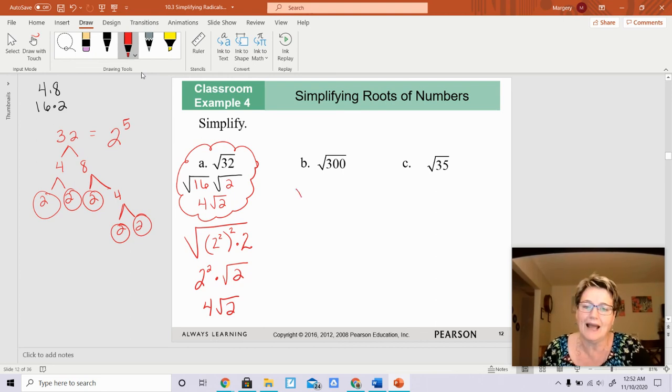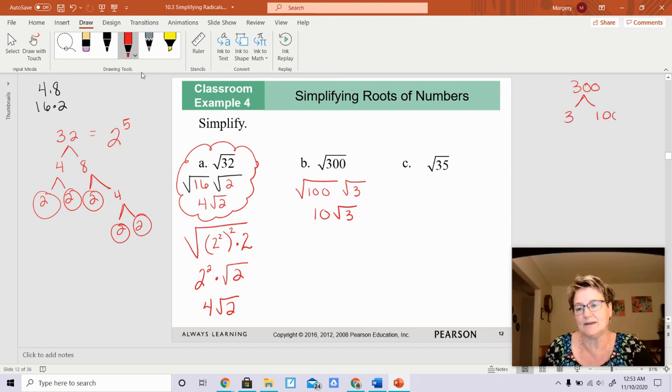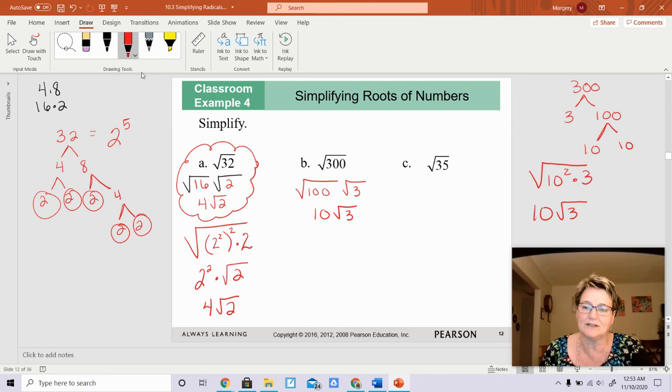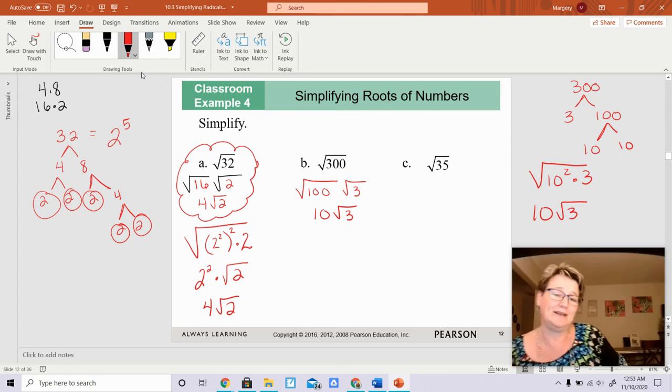Same thing here. I would find the largest perfect square times 3. That gives you 300. The square root of 100 is 10, and I cannot square root 3. So these are simplifying them. If you wanted to use the factor tree, like I did over here, it would be 3 times 100, and this would be 10 times 10. I would actually leave it like that, and I would just say the square root of 10 squared times 3. The square root of 10 squared is 10, and I cannot square root 3. So that is another way to do it if you want to.